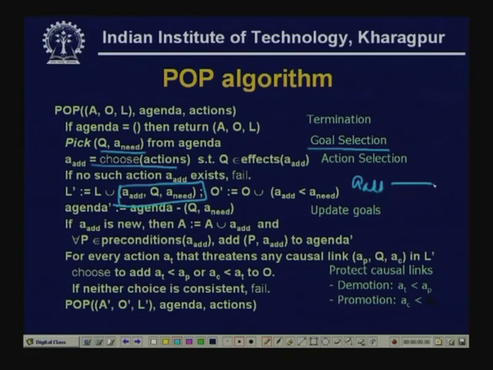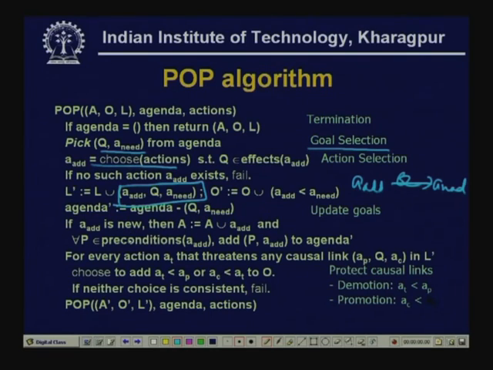So, this is A add, this is A need and this is Q. Now, O dash is the set of constraints, precedence constraints. I add A add comes before A need. Agenda, from agenda I remove Q A need.